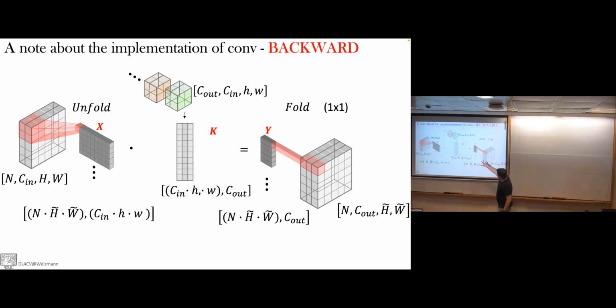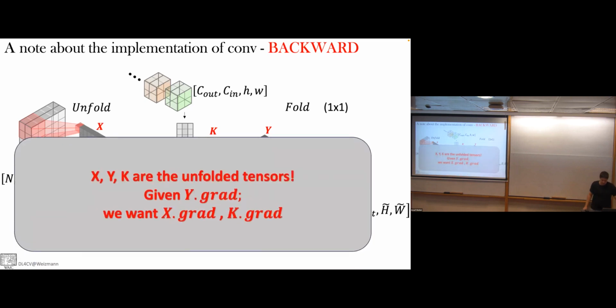So you see there is X, Y, and K. X is the input, Y is the output, and K is the filter. But after all of them have been reshaped, okay? This is the notation here. X is after the unfold, Y is before the fold, and K is the reshaped kernel. So they are all matrices, order 2 tensors. Good by now, okay?